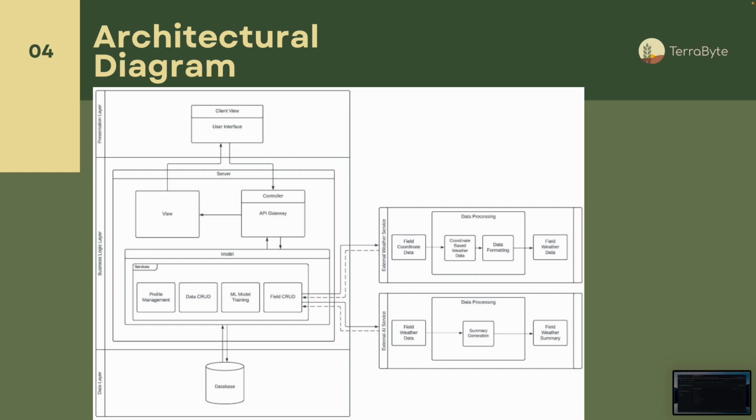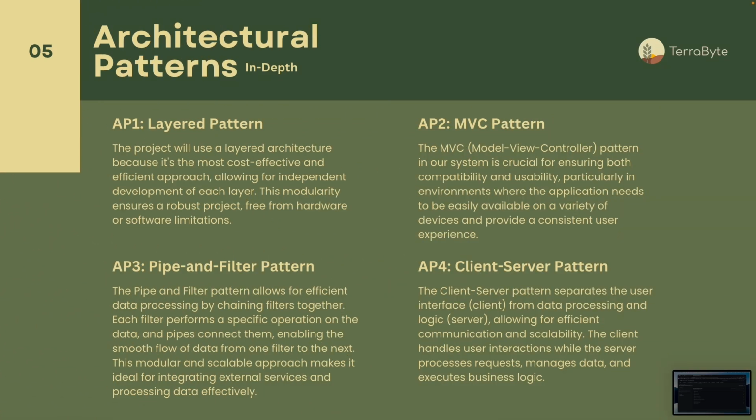As we can see, this is our architectural diagram. It uses layered, MVC, client-server, and pipe and filter. We'll go into more depth on the next page. So for our architectural patterns, we use four: layered, MVC, pipe and filter, and client-server patterns.